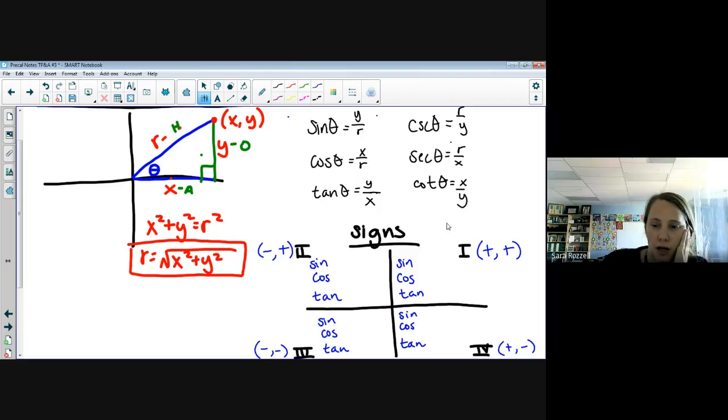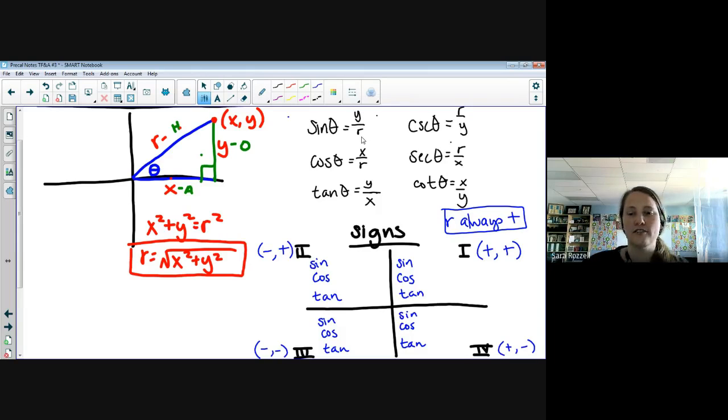I'm just going to put it in a little box. R always, we put the L in there, always positive. So when we're going through trying to figure it out, that's important to know. Anywhere we see an R, that is a positive number.